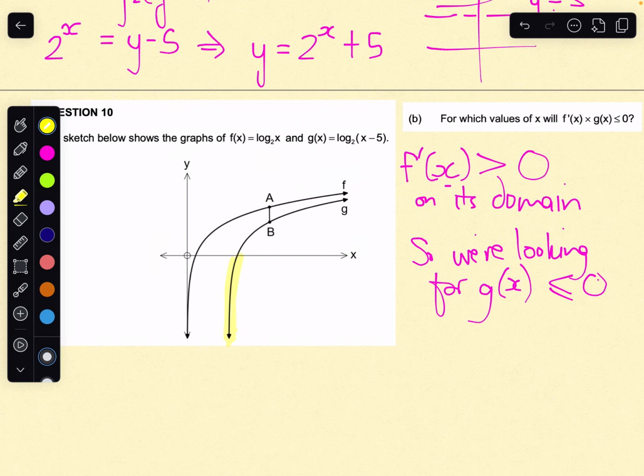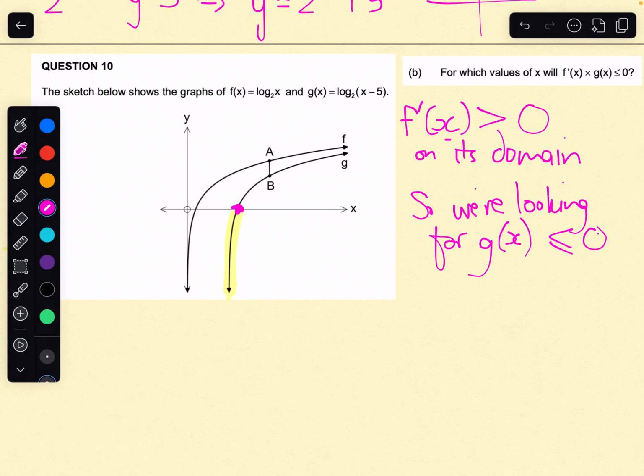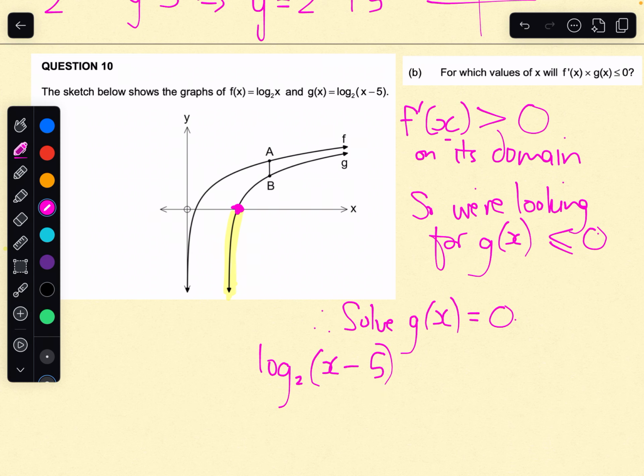Right? And so we need to find out the coordinates of this, the x-intercept. So we need to solve where g of x is equal to 0. So where is log base 2 of x minus 5 equal to 0? So if we rewrite that in exponential form, we have that.